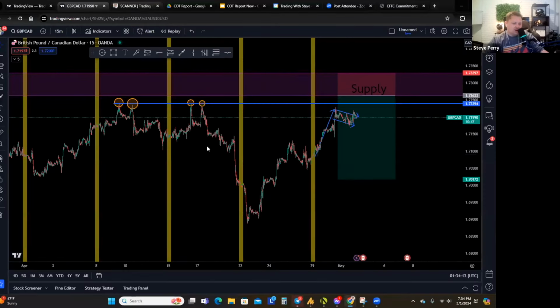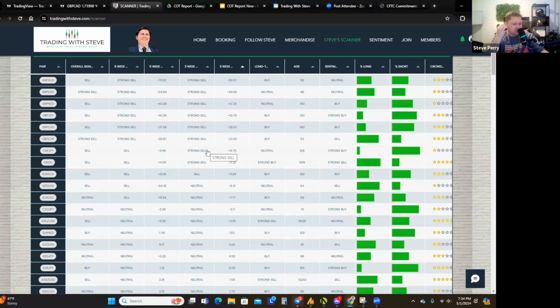Let me continue. Let's try to find something more obvious because I don't want this to be too confusing for you guys. I want something obvious, like the US 30. That was an obvious one. Clearly the market's down over the last several weeks, and clearly the banks have been buying, right? That's a good opportunity because the banks are going to have to try to figure out a way soon to recover that position, right?